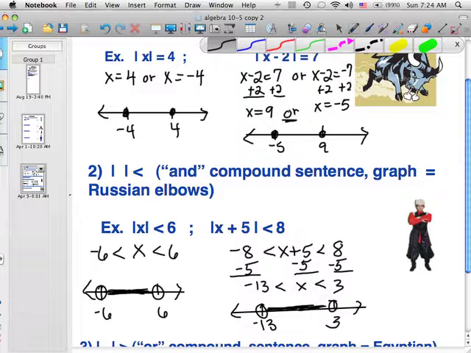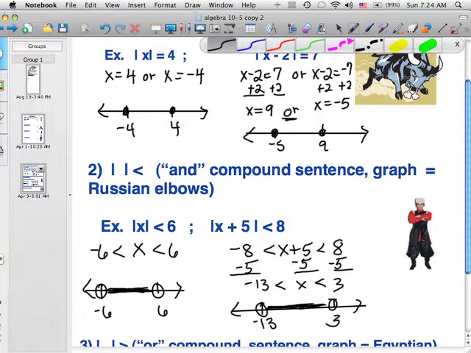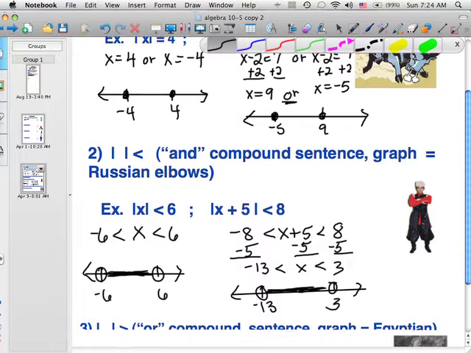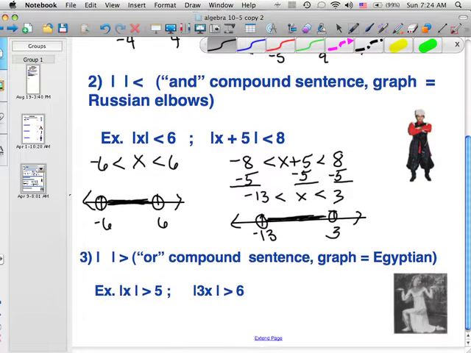Now you can double check to see that this works. If I pick out a number between negative 6 and 6, such as 1, the absolute value of 1 is less than 6, so is negative 1. If I come over here and pick out a number, let's say 2, 2 plus 5, the absolute value of 7 is 7, that's less than 8. I pick out negative 12, negative 12 plus 5 is negative 7, and that's less than 8, so it's correct. So equal is the two dots, the bull's horns. Absolute value less than is the Russian elbows, shaded in between, an and statement.